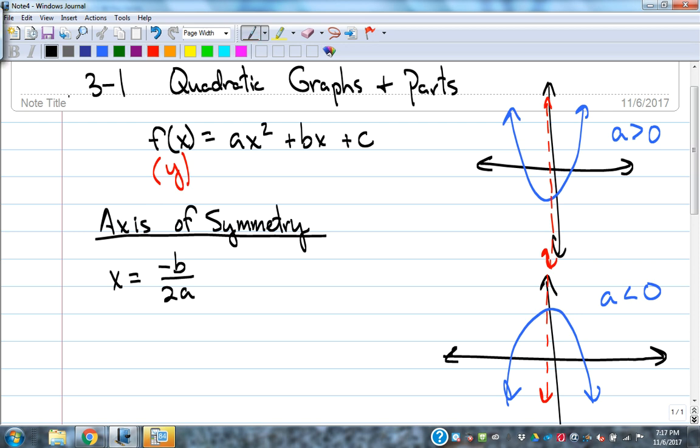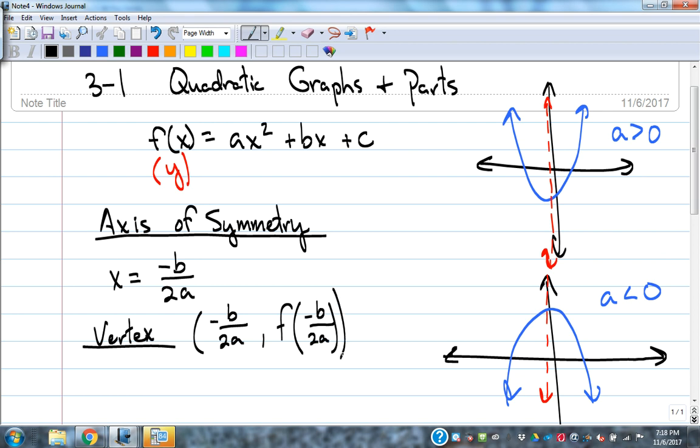Okay, from the axis of symmetry, we can then find the vertex. The vertex is an ordered pair. The x value is the same number that you got for axis of symmetry. It's negative b over 2a. The y value is, take that number and plug it into the problem and get y. Work it out. Function value. So it's an ordered pair, x comma y.